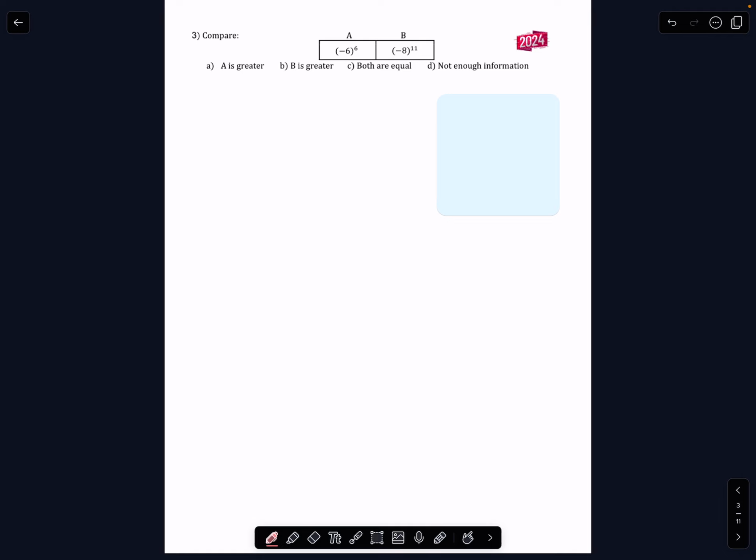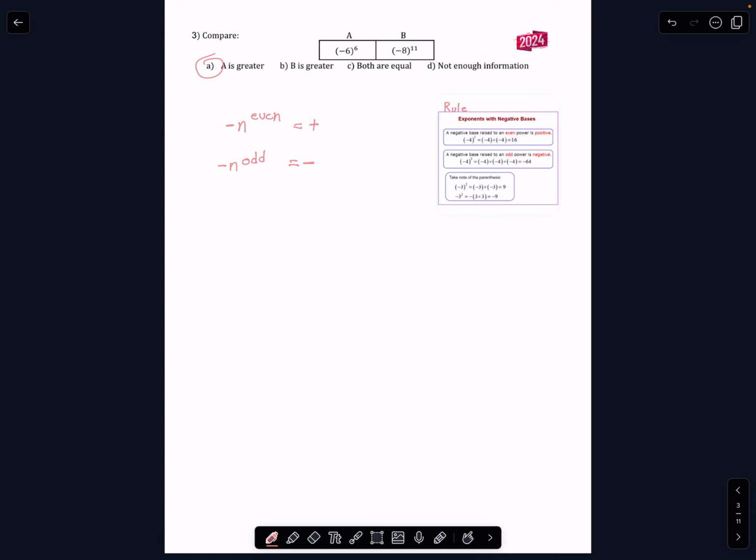So they're trying to see if you know the rule. Now, the rule says if you have a negative base with an even power, your answer will be positive. When you have a negative base with an odd power, your answer will be negative. Okay? So if you go back and look, we have negative 6 to the power of 6. Now, 6 is even, so it will be positive. And here we have 11, which is odd, and the answer will be negative, right? And so since positive is greater than negative, A is going to be greater than B, and A is our answer here as well. Now, here's the rule. If you want to take a screenshot or write it down somewhere, it's important to memorize this rule.